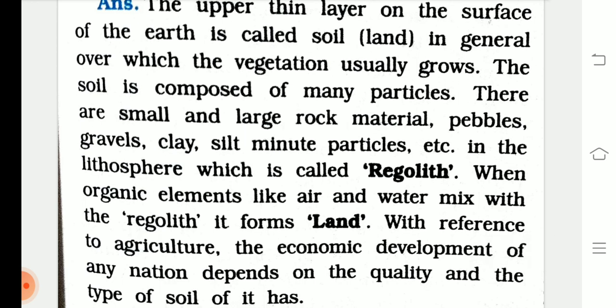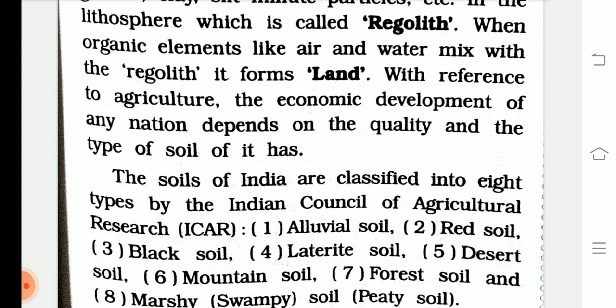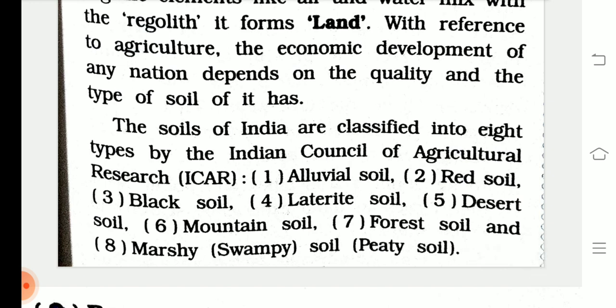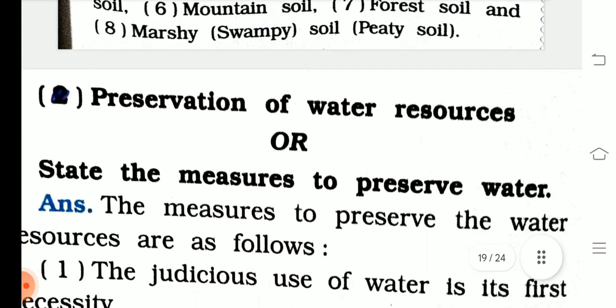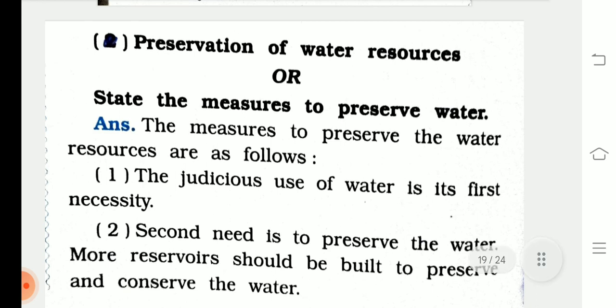land. With reference to agriculture, the economic development of any nation depends on the quality and type of soil it has. The soils of India are classified into 8 types by the Indian Council of Agricultural Research, ICAR. The first one is alluvial soil, then red soil, black soil, desert soil, mountain soil, forest soil and marshy soil. Next one is preservation of water resources. The measures to preserve the water resources are as follows.